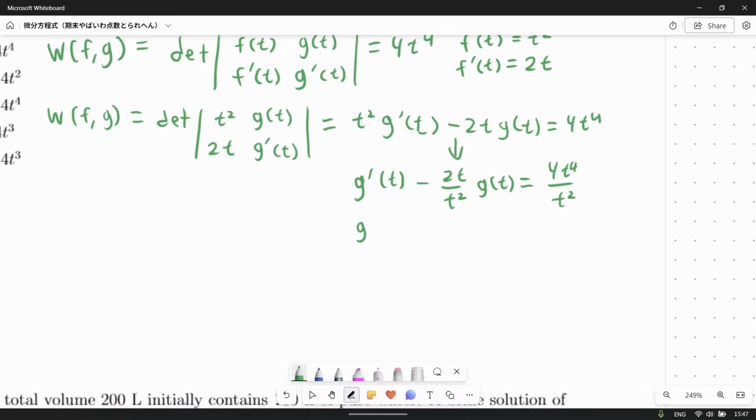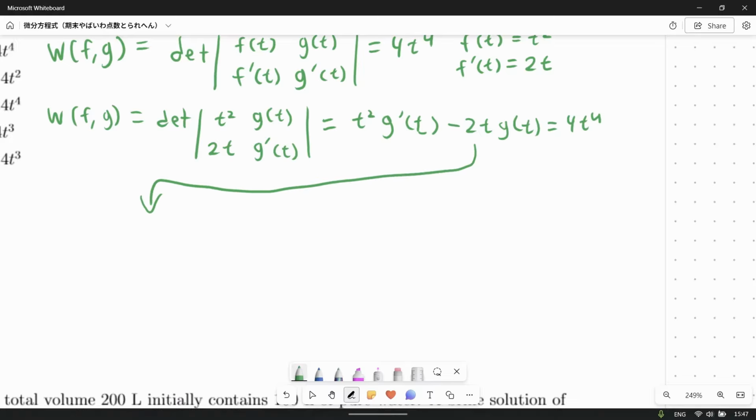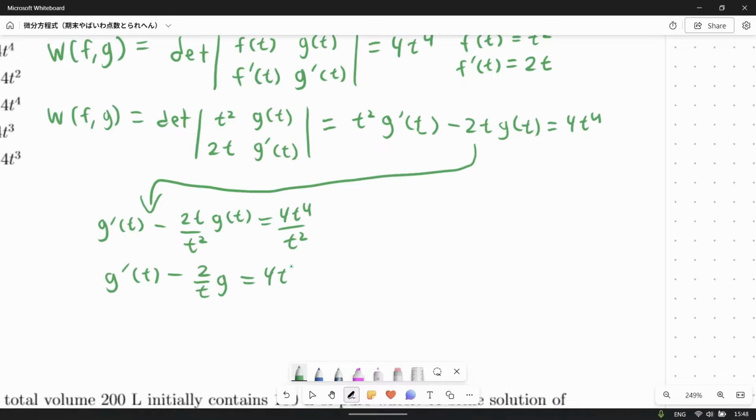Let me move things around a little bit to make things neater. I'm actually going to rewrite this over here, so we end up with it like this. Dividing the entire thing by t squared, we end up with g prime of t minus 2t times g of t over t squared is equal to 4t to the fourth over t squared. And then when we simplify this, we end up with g prime of t minus 2 over t times g is equal to just 4t squared.